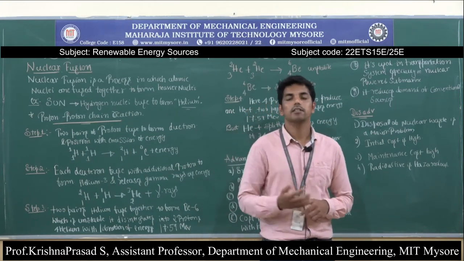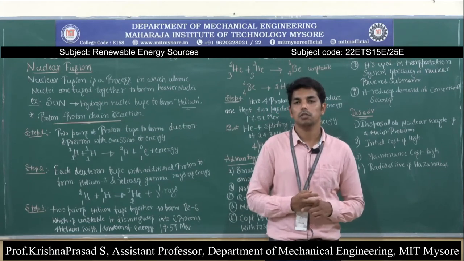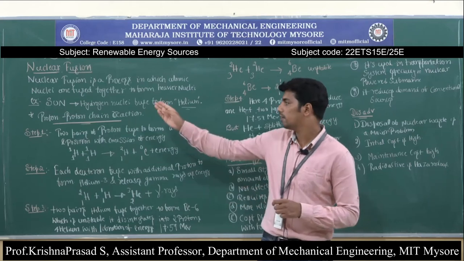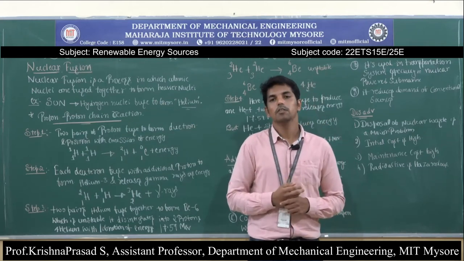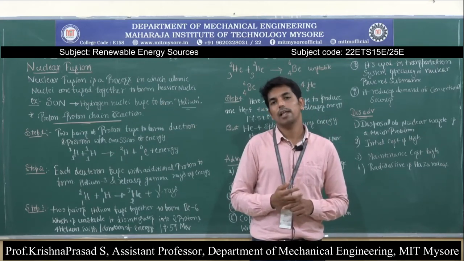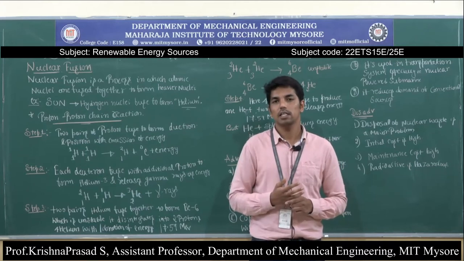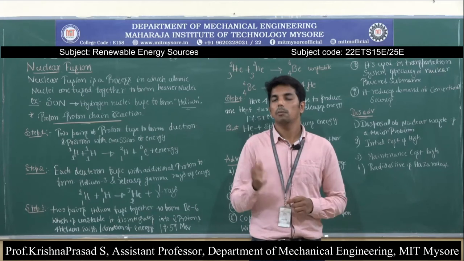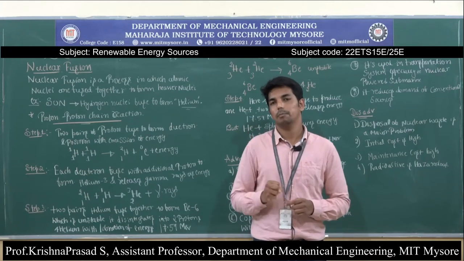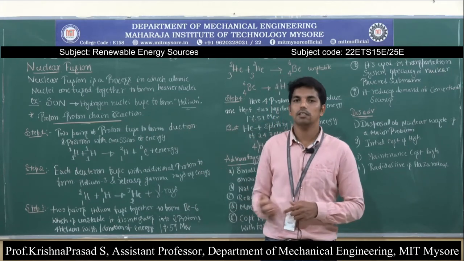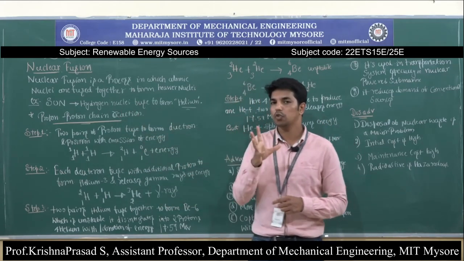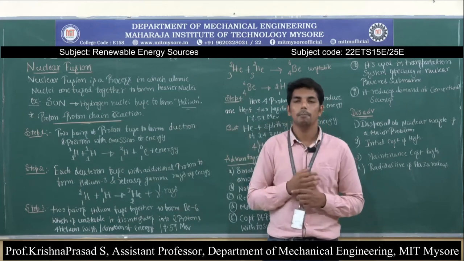Then what is an example of the nuclear fusion process? The main example of the nuclear fusion process is the sun. The sun, like all the other stars, liberates heat and energy by fusing atoms together. So what happens inside the sun? Inside the sun, hydrogen nuclei are fused together to form helium.